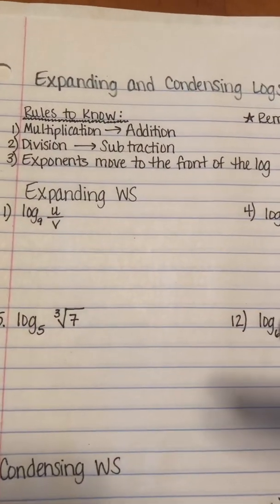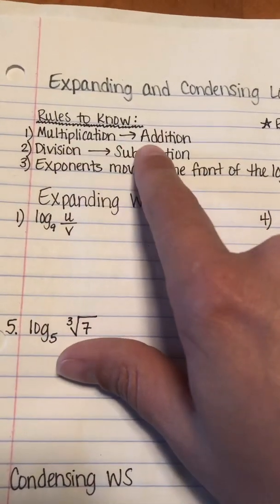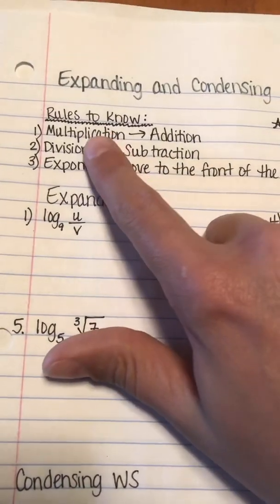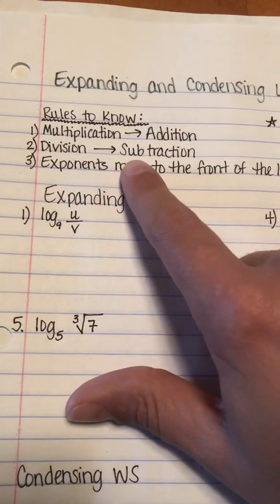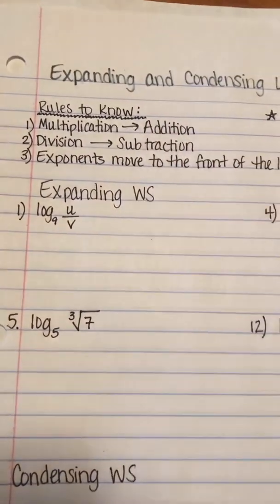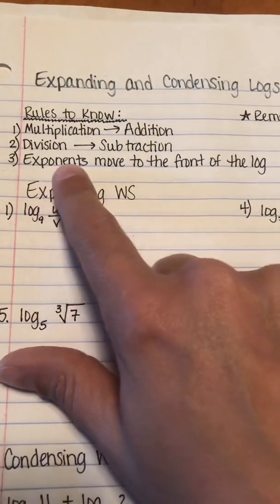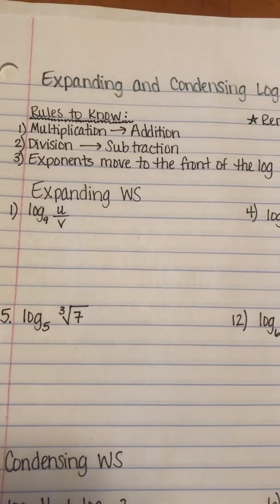So think back to the exponent rules. Whenever we had multiplication, we added those exponents. It's going to be very similar with the logs. So multiplication and addition go together, and then division and subtraction go together. Now, the other rule that you need to know is that exponents move to the front of the log. So just keep that in mind.